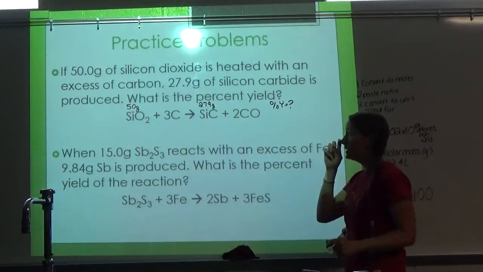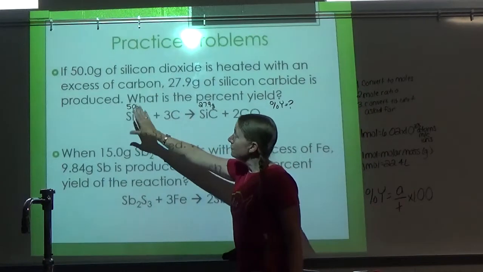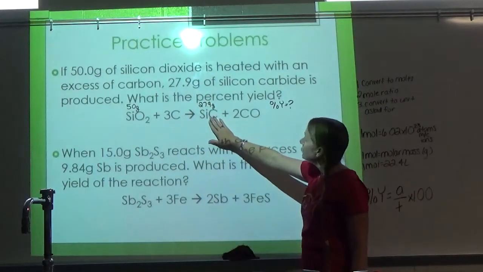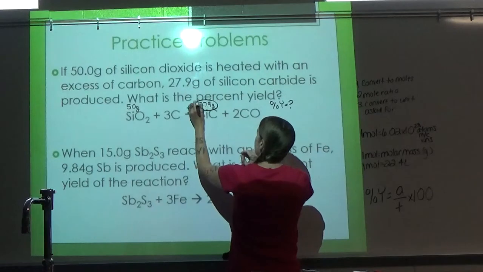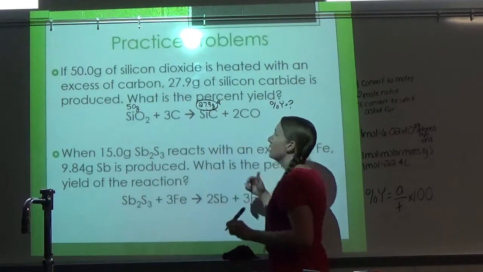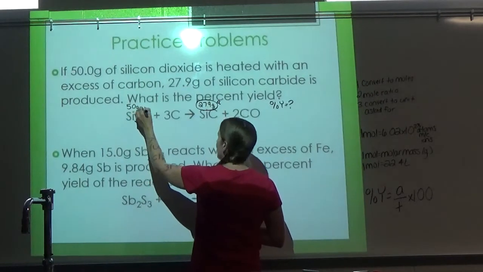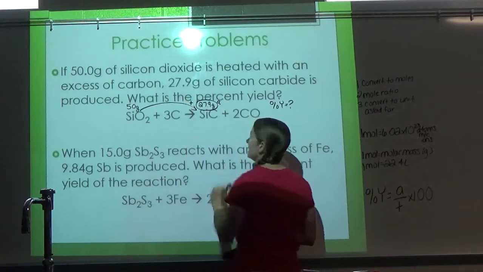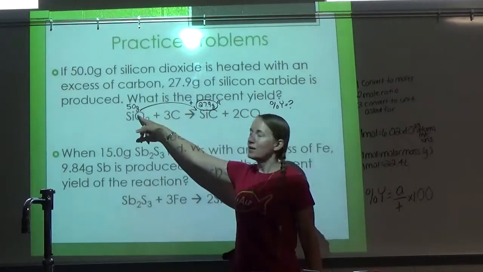All right, so here we go. This one, it says we heated 50 grams of silicon dioxide and we got 27.8 grams of silicon carbide. So that means this right here is my actual. That's how much was actually produced. So remember, what I do is I start with my reactant and I go to the same product to get my theoretical.